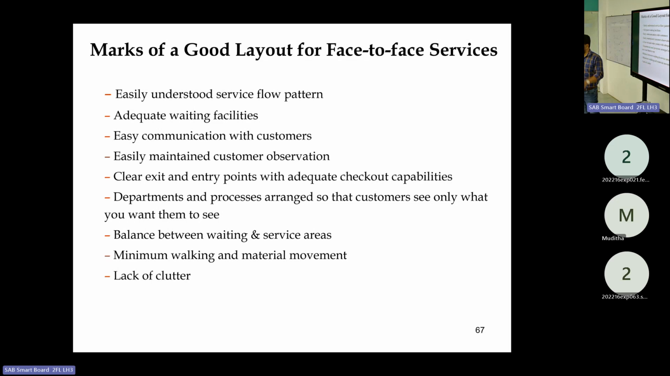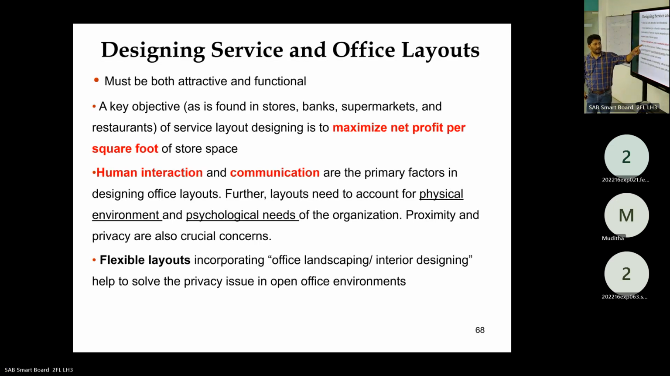They should be able to collect the payments, do the clear checkout, and other details. Balance between waiting and service areas, minimum walking movements, material movements, and of course lack of clutter. When it comes to offices, one important point is that workers will have to spend a few hours there per day. So it should facilitate human interaction and communication.